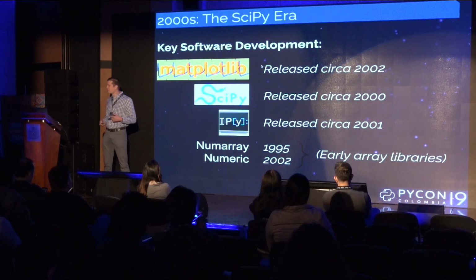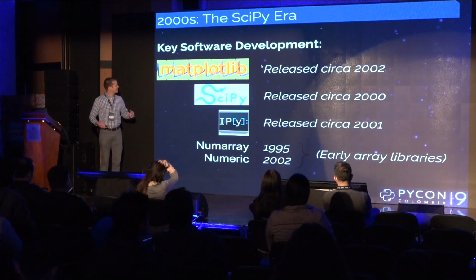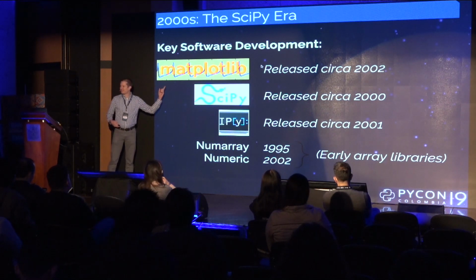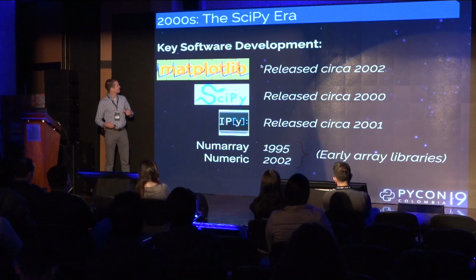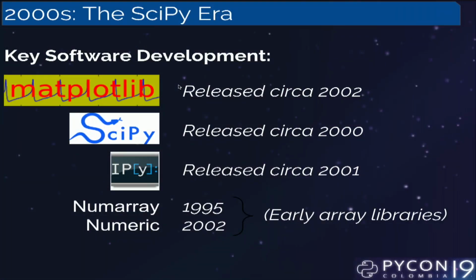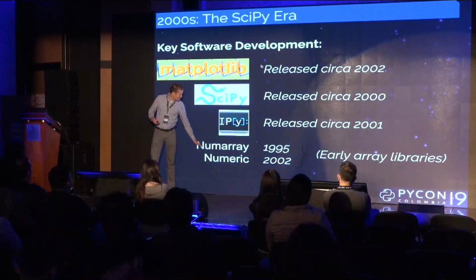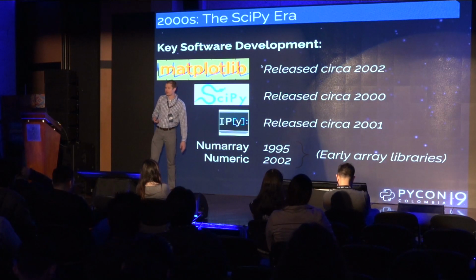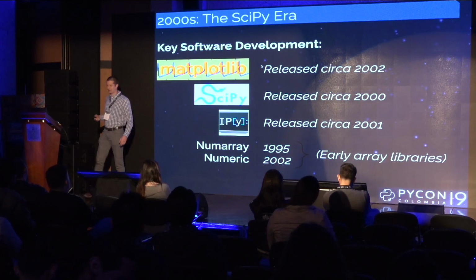So if you look at the software development during that time, I dug out the early logos of these projects. I love this kind of mustard and ketchup Matplotlib logo. But yeah, Matplotlib was released around 2002, SciPy around 2000, the original IPython interpreter around 2001, and there were Numeric and NumArray, the early array computing libraries.